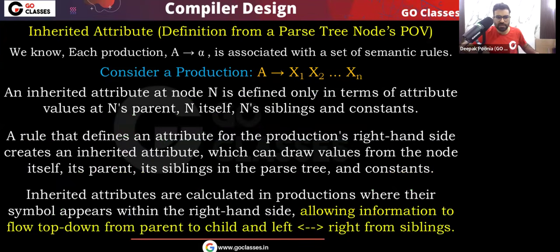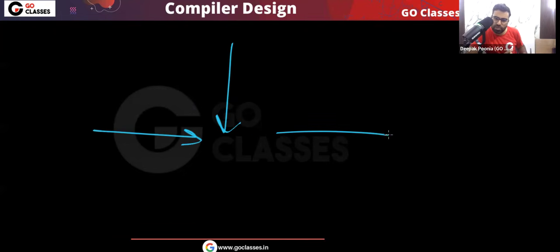Okay, so very simple. Let me again tell you this point that using inherited attributes, the information will flow top down from parent to child and left to right, right to left from siblings. This is an important point. I told you that using synthesized attributes, the information flows bottom up from children to parent. But using inherited attribute, the information flows top down from parent to child, left to right from siblings, right to left from siblings. Okay, very simple.